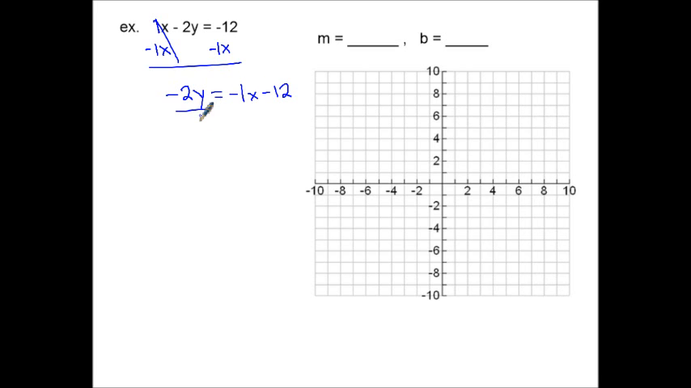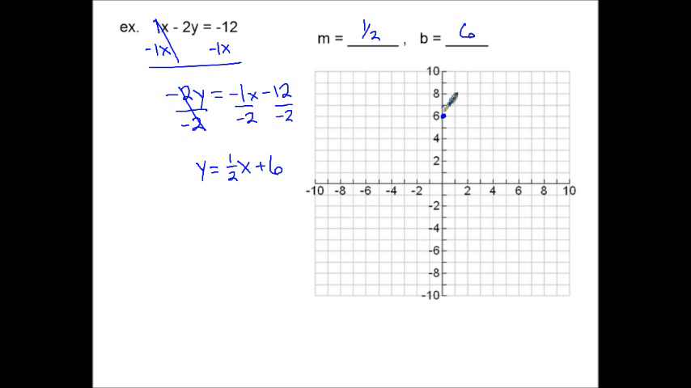Awful lot of negatives in there. But now we divide by the negative 2, and again we divide everybody, and see what we end up with here. I've got a negative 1 over a negative 2, so that's a positive 1/2. And then we've got the x. And then a negative 12 over a negative 2 gives me a positive 6. Alright, so now my m equals 1/2, sitting in front of the x, and then the b equals 6. And again, just go ahead and do your standard graphing.